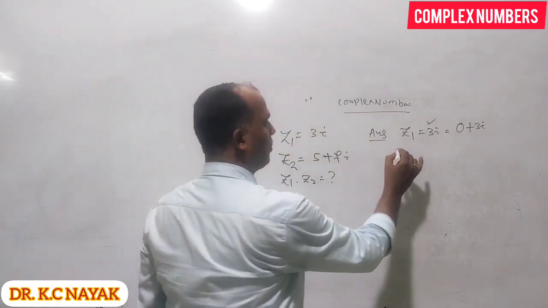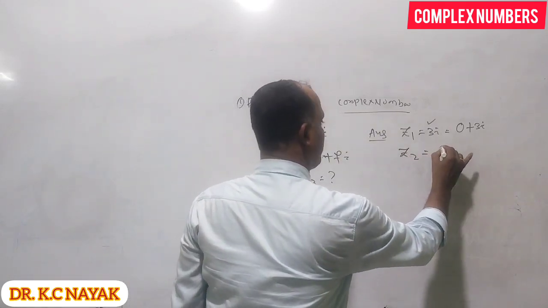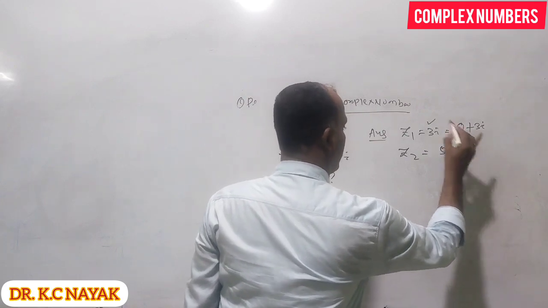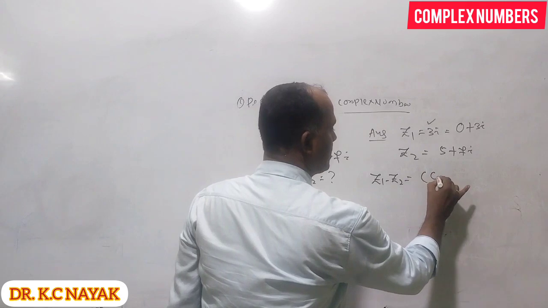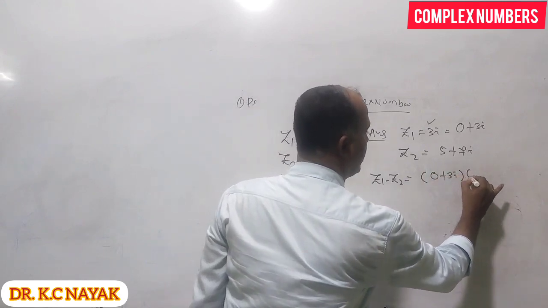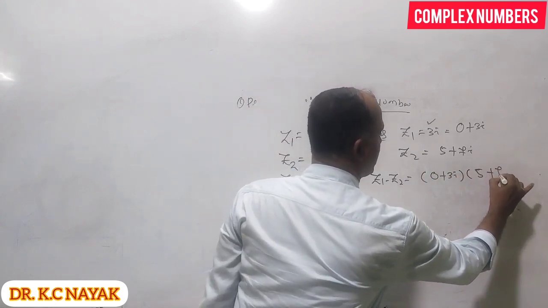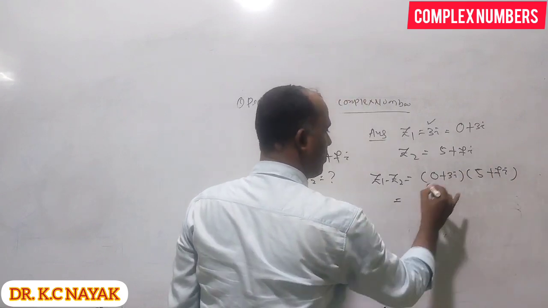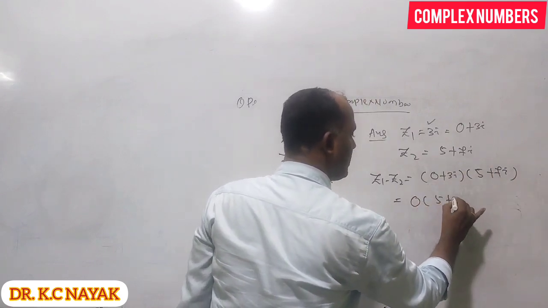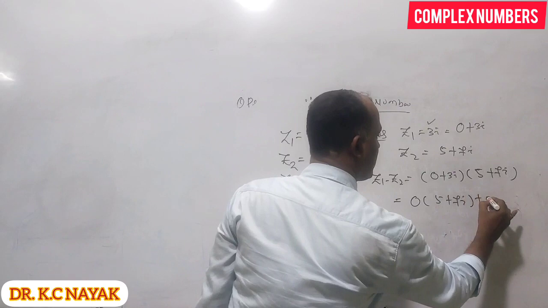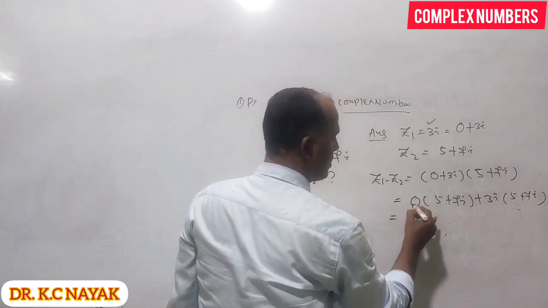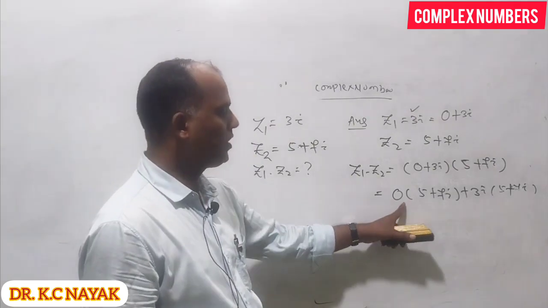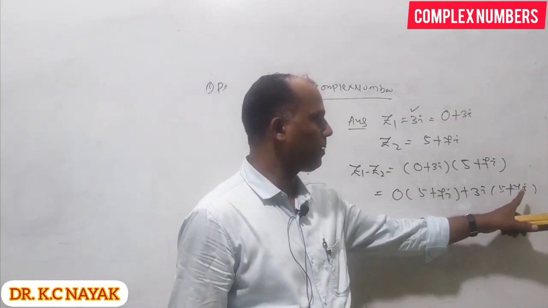Then Z2 is already a complex number, 5 plus 7i. Now we go for the product of two complex numbers, 0 plus 3i into 5 plus 7i. Here we multiply 0 into 5 plus 7i, plus 3i into 5 plus 7i. How? Now just you see, 0 into 5 plus 7i plus 3i into 5 plus 7i.